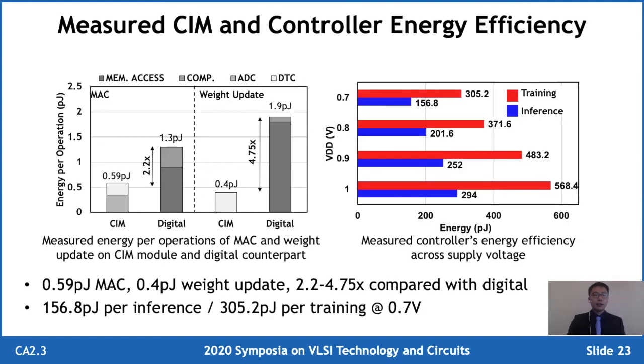On the right, it shows the per inference and per training energy consumption across various supply voltages. And we measured 156.8 picojoules per inference and 305.2 picojoules per training at 0.7 volt.